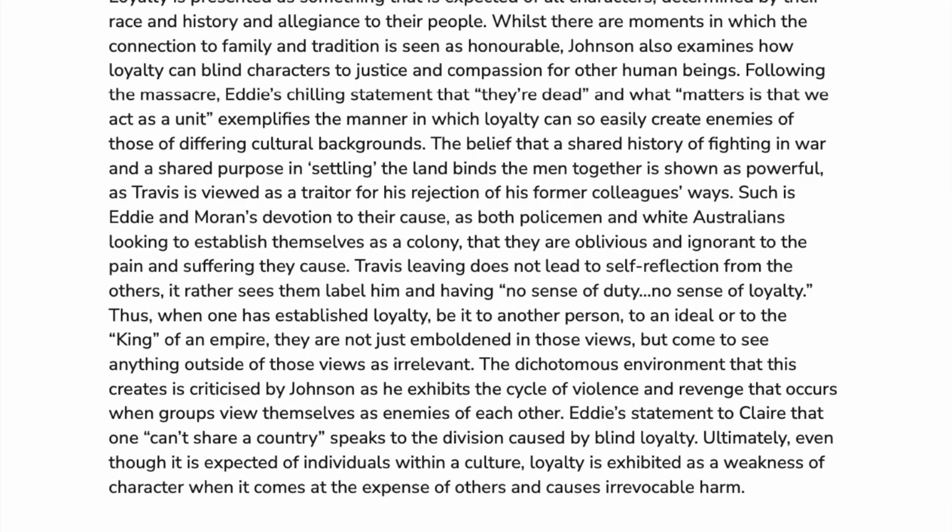As he exhibits the cycle of violence and revenge that occurs when groups view themselves as enemies of each other. Eddie's statement to Claire that one can't share a country speaks to the division caused by blind loyalty. Ultimately, even though it is expected of individuals within a culture, loyalty is exhibited as a weakness of character when it comes at the expense of others and causes irrevocable harm.